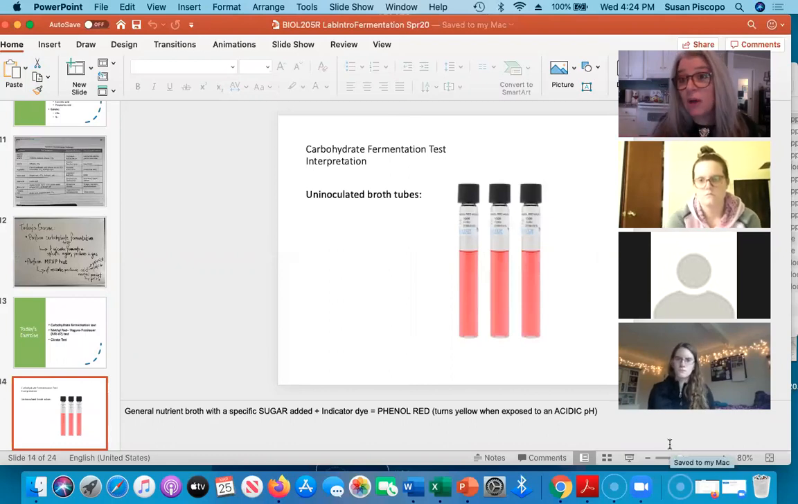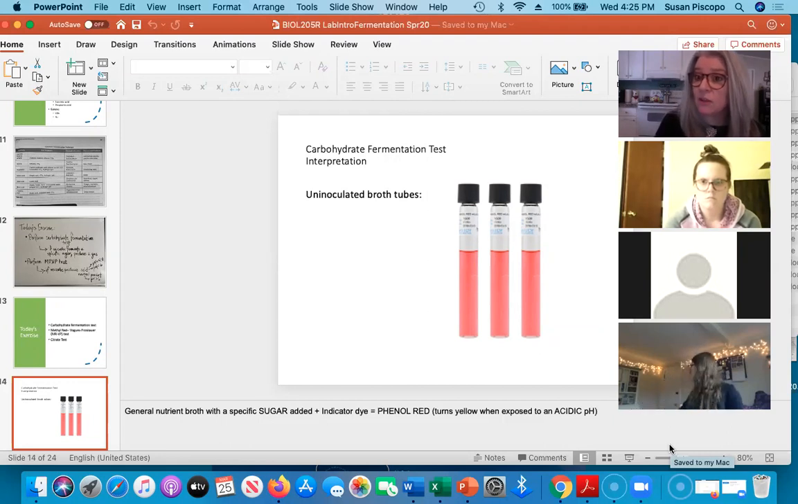Let's start with the carbohydrate fermentation test. This one's really quite easy to do. What you're looking at here is what a carbohydrate fermentation test looks like when you get it from the vendor, from the supplier. It's a glass test tube, and it has a nutrient broth in it, and that broth has a reddish color to it because there's an indicator dye in there. We're going to talk a lot about indicator dyes with these tests because that's how we read the tests. We look for color changes.